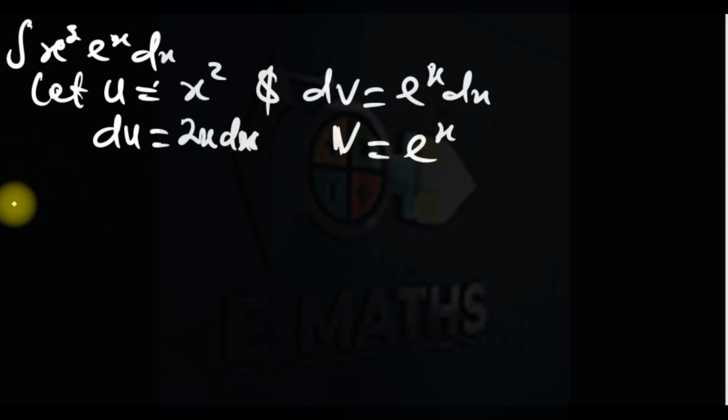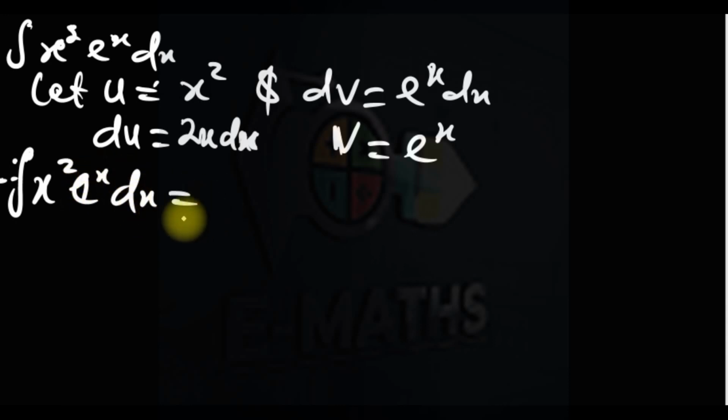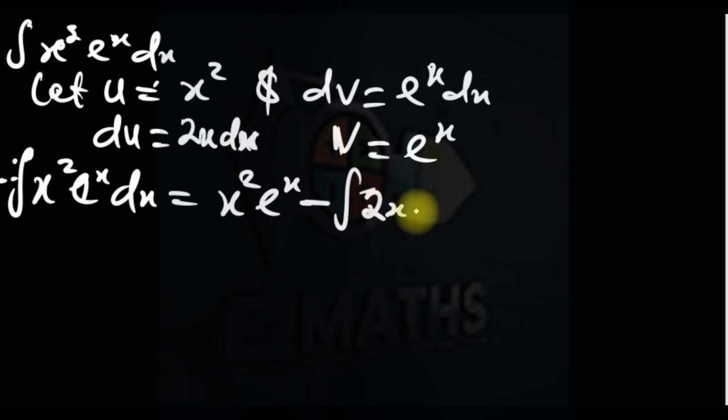So we now have, therefore, the integral of x squared e raised to power x dx is now uv, which is x squared e raised to power x, minus the integral of v du, which is 2x e raised to power x dx. Do you get v times du is now this. So we still integrate more. We still go for the integration by parts.